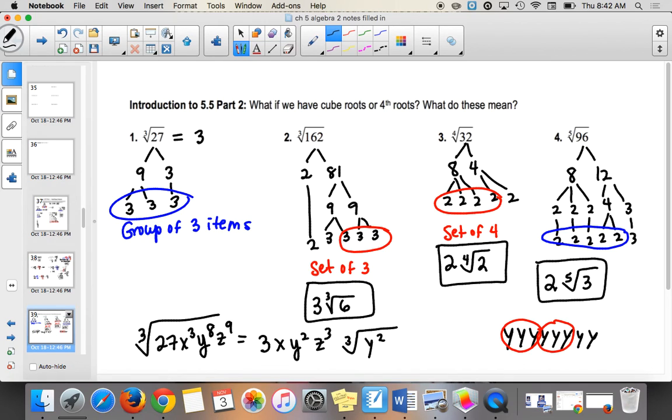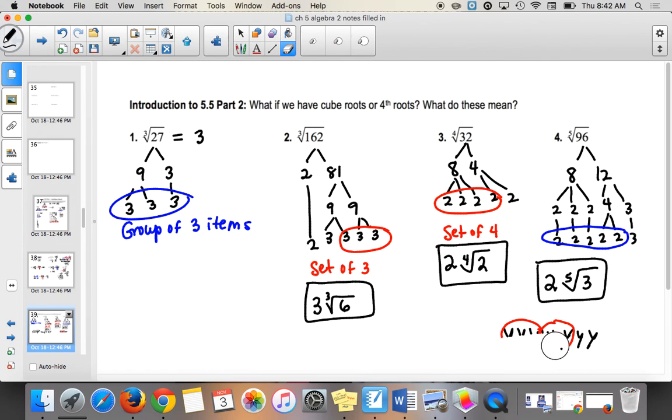So that's what we're going to be doing on Monday. Okay, but then if we have an even root, we're going to have things that have absolute values as well. Crazy. Can you believe that? All right, I'm going to stop.